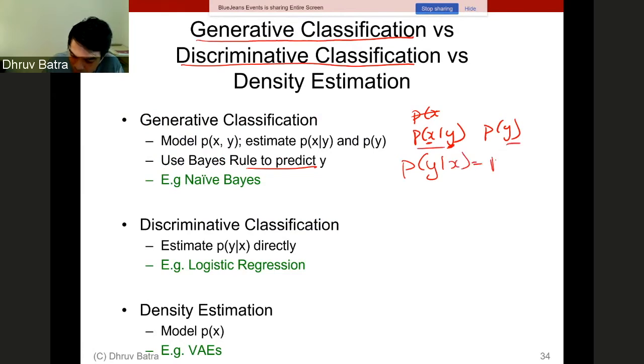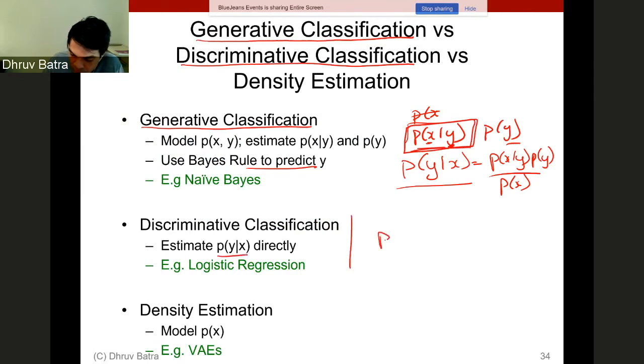We'll say P of Y given X is P of X given Y times P of Y divided by the marginal P of X. And this approach is called generative classification because this part is a generative model of X conditioned on Y. Discriminative classification is directly learning P of Y given X, which is what we've been doing in this entire semester. We've directly been fitting neural networks that go from X to Y.